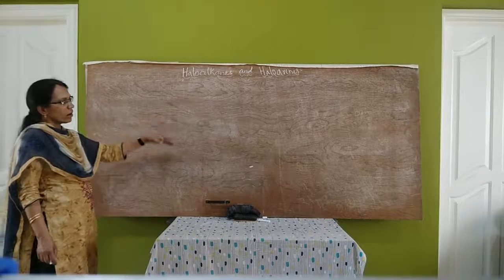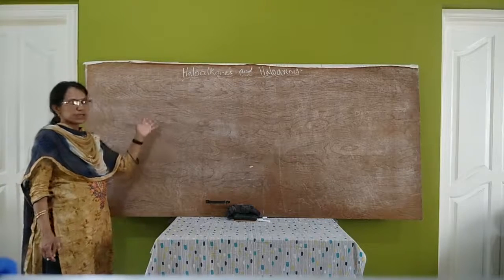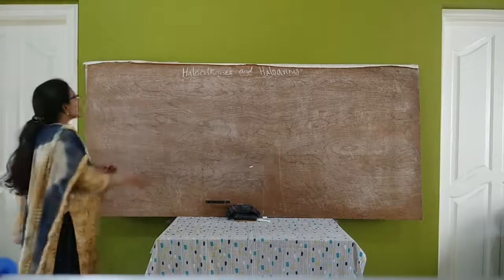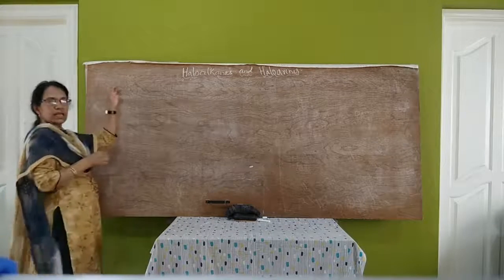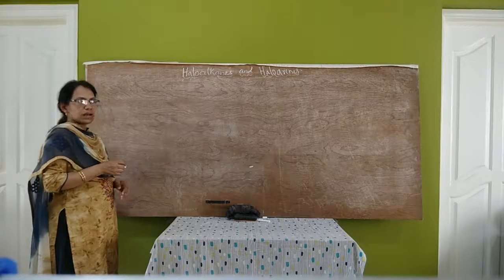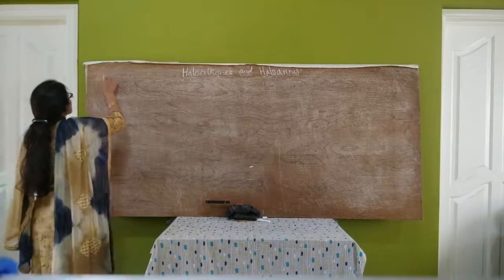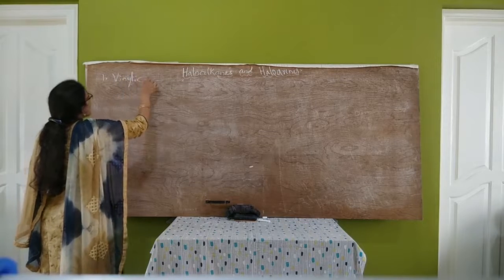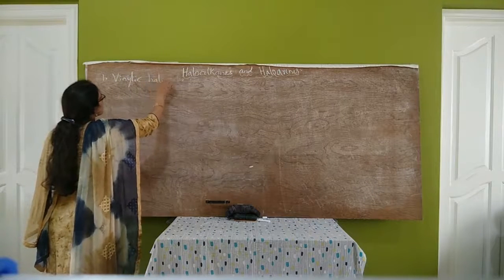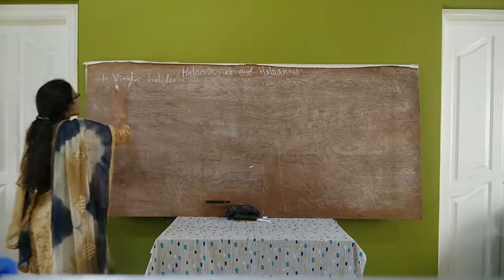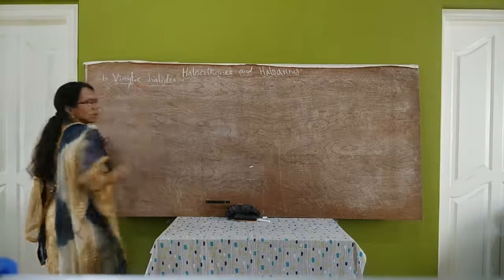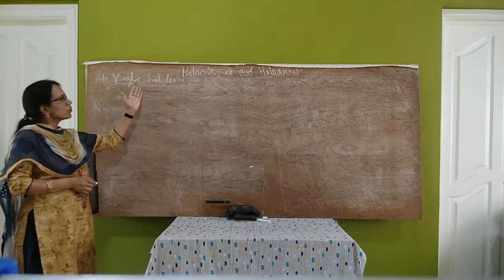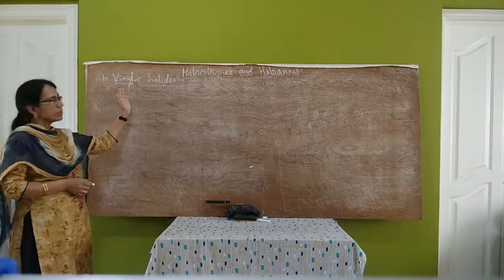So in compounds containing halogen on sp2 hybridized carbon atom, there are two types. The first one is vinylic halides, the second one is aryl halides. Vinylic halides and aryl halides, their definitions also are very important for the exam.